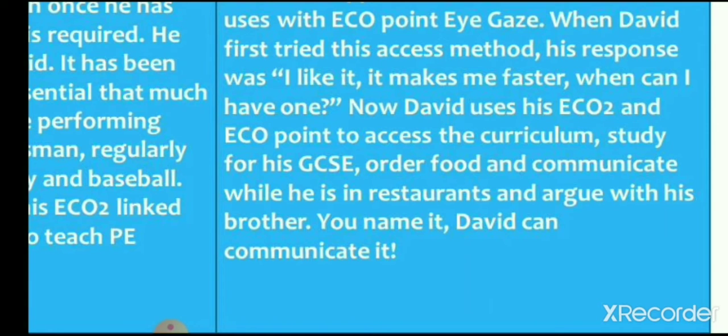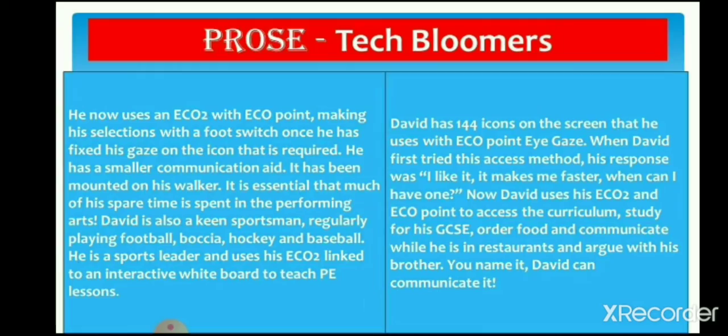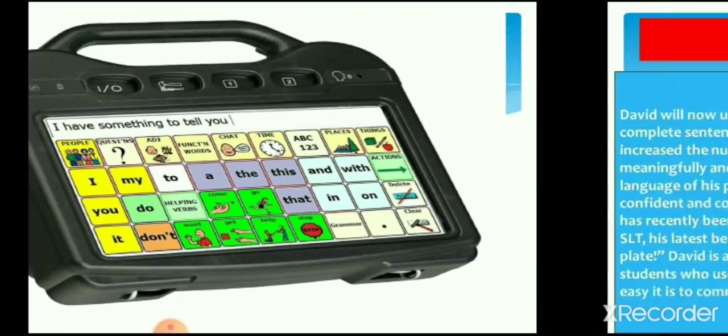David has divergent thinking, that is, he is a creative person and showed much interest in performing arts like music. He also showed his eagerness in regularly playing football, bocce, hockey and baseball. He is a sports leader and he teaches his physical education lessons using Echo 2, which is linked to an interactive whiteboard. So he teaches even what? Physical education lessons by linking Echo 2 with the whiteboard.